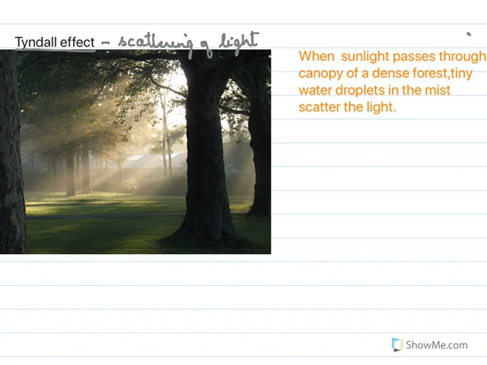These drops of water scatter the light, and hence we can see these beams of light coming into the forest. So when sunlight passes through a canopy of a dense forest, there are these tiny water droplets in the mist that scatter the light. So we can see the Tyndall effect in a forest.